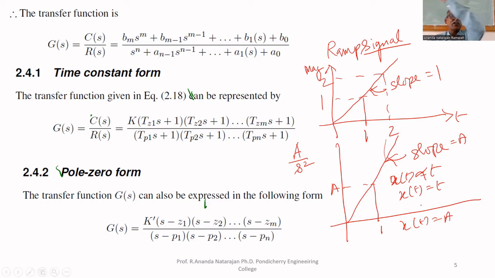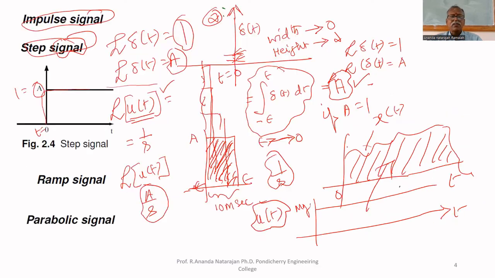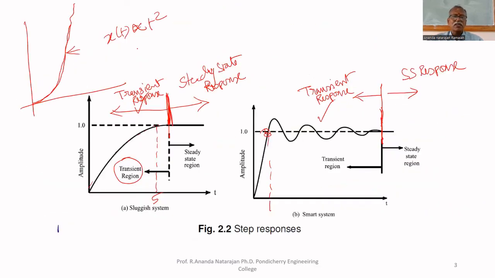As time increases, magnitude goes on increasing. At 1 second, its value is 1. At 2 seconds, 2. Then it is called x of t equal to t. Here, if you see the parabolic signal, x of t is proportional to t square. X of t equal to t square means unit parabolic signal.